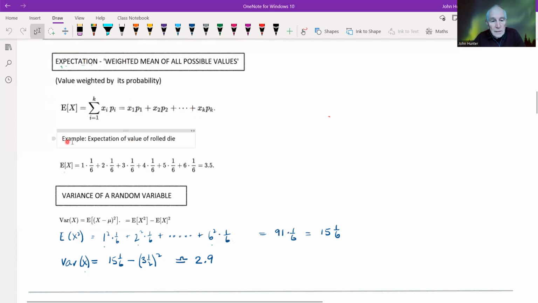By way of example, going back to rolling a die, the value 1 has a probability of 1/6, 2 has 1/6 as well, as does 3, 4, 5, and 6. If we work this sum out, it gives us 3.5, which seems eminently reasonable, doesn't it? Because that's sort of the midpoint of 1, 2, 3, 4, 5, and 6. So that would be the expected value.